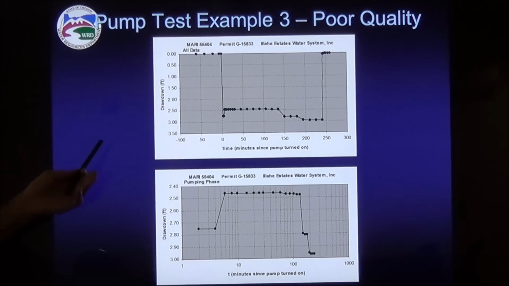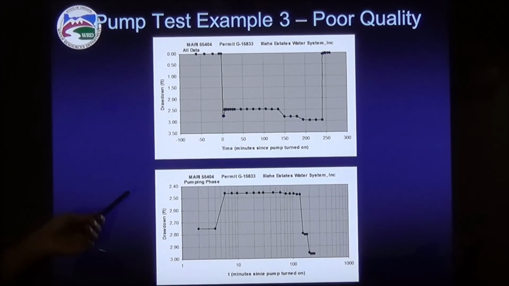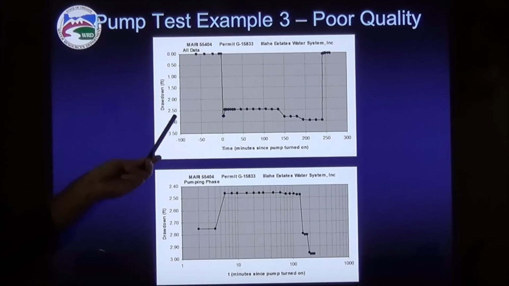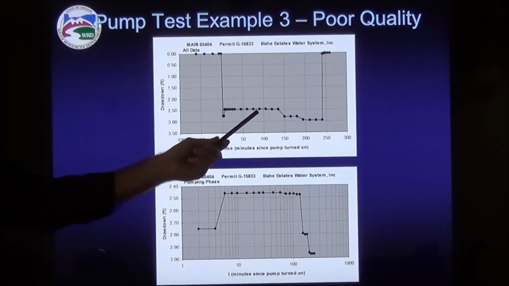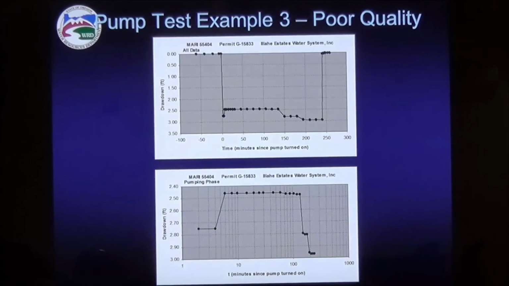Same thing with this. This is just a poor quality test all around. I don't know exactly what happened here, but we had the initial drawdown, and then just measured a flat line here, and then a little bit more drawdown. And once again, it's unusable data.